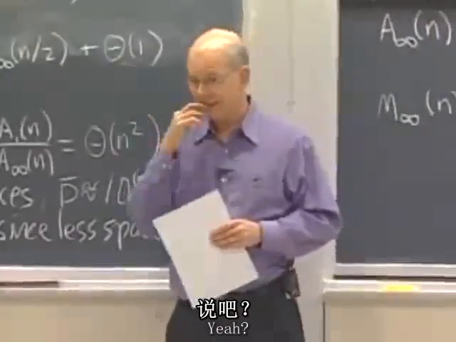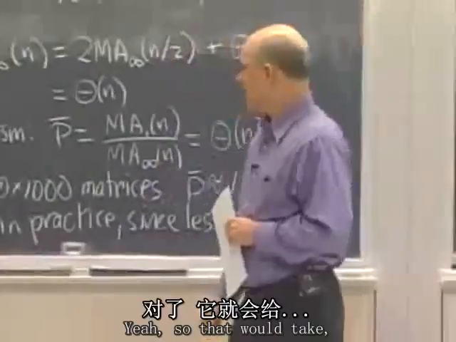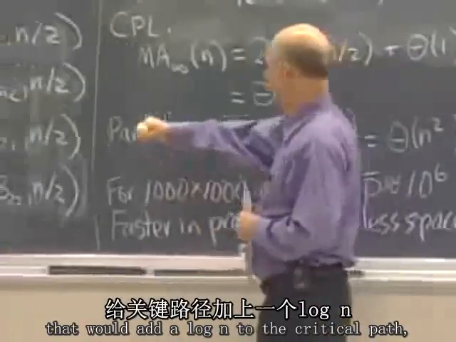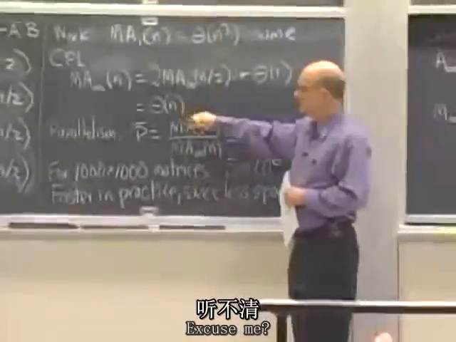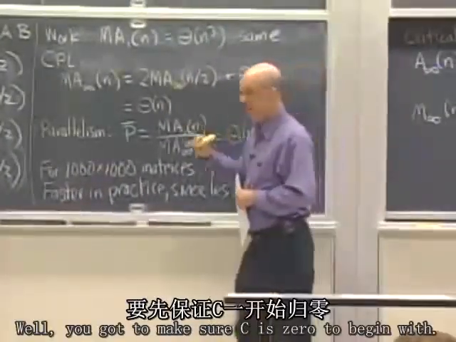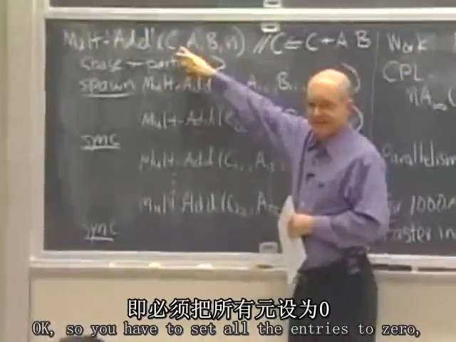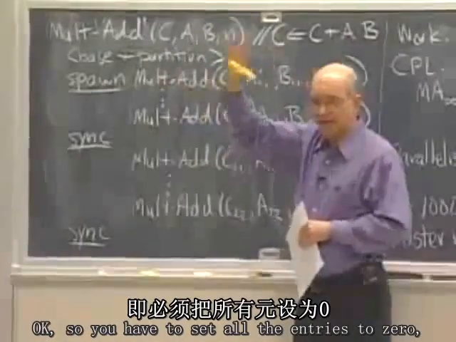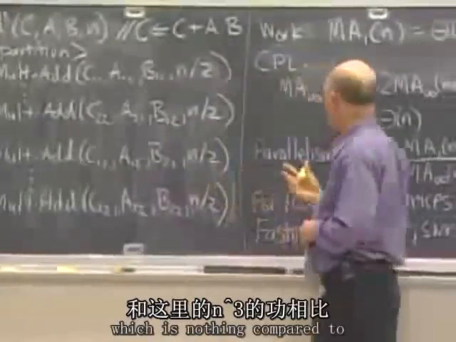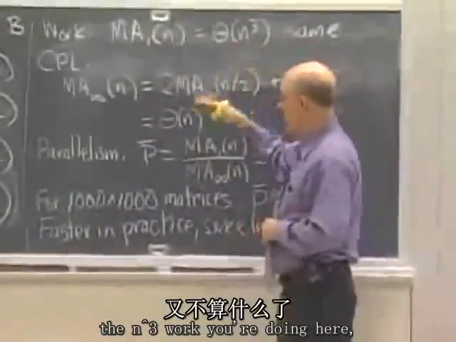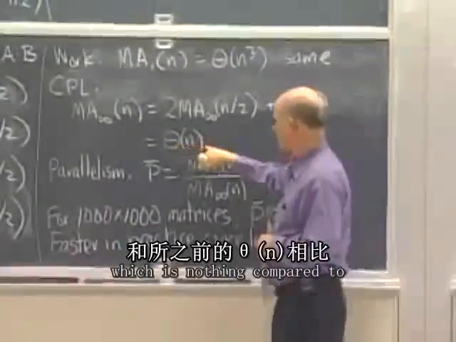Yeah. You mentioned initialization for multiply. Yeah, so that would add a log n to the critical path, which is nothing compared to the n. What are you doing exactly? Excuse me, what is initialization? Well, you've got to make sure C is 0 to begin with. Oh, right. So you have to set all the entries to 0, and that will take n squared work, which is nothing compared to the n cubed work you're doing here, and it'll cost you an additional log n on the critical path, which is nothing compared to the order n that you're spending.